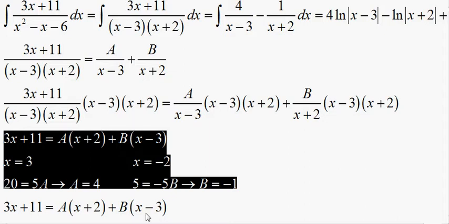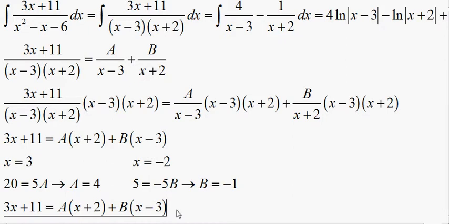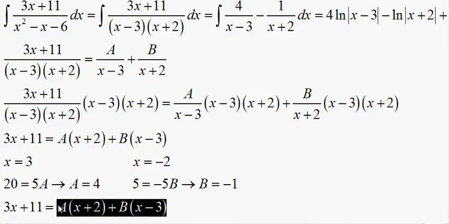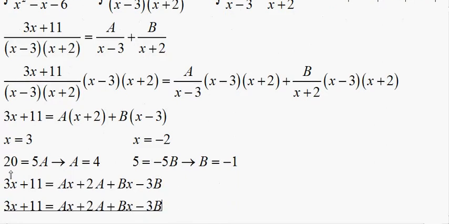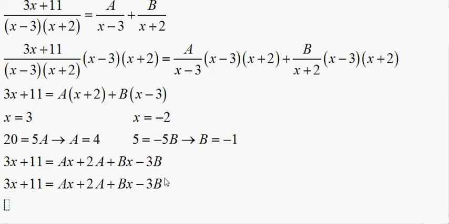A way that works with basically the same difficulty every time is to expand this right hand side. This would be ax plus 2a plus bx minus 3b. Now you group the x terms and the constant terms. So this is going to be a plus b x, and then this is going to be our constant.